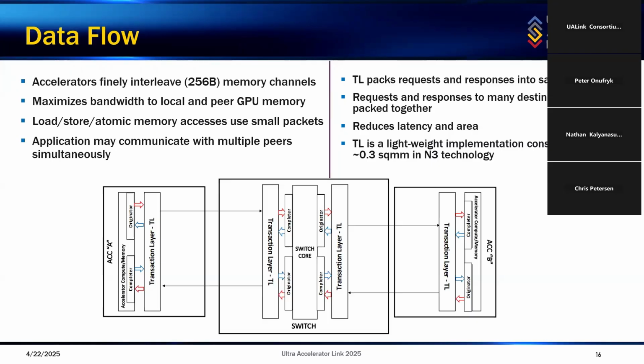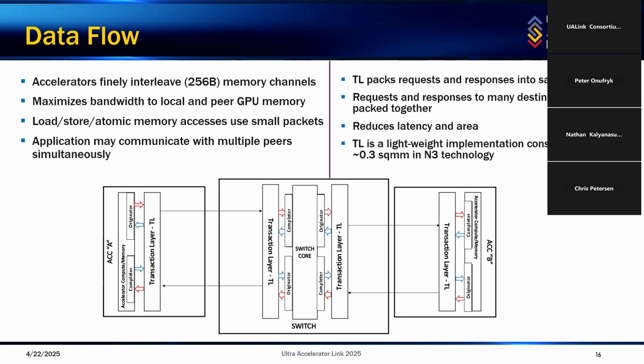UALink TL instead packs requests and responses as they arrive from the protocol interface. Since requests and responses are independently flow controlled between the TLs and between the protocol layer blocks, requests and responses can be packed together. Also, allowing packets to multiple destinations to be packed together saves a significant amount of area and latency.